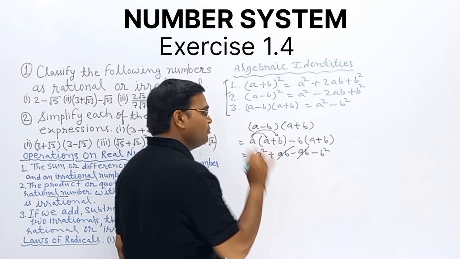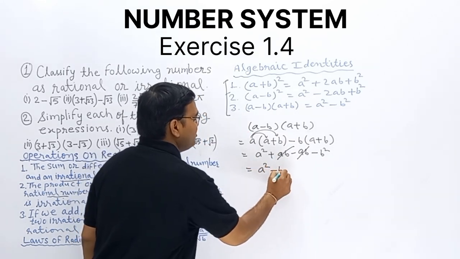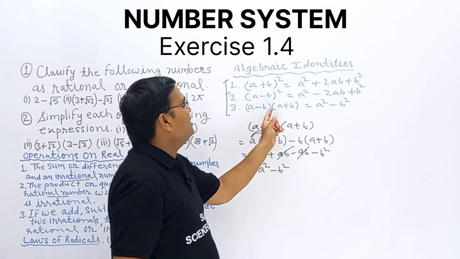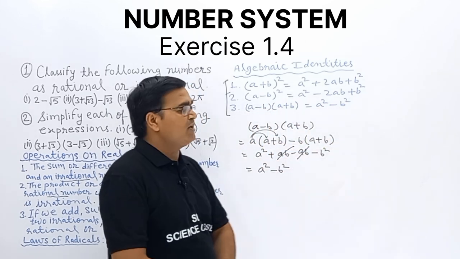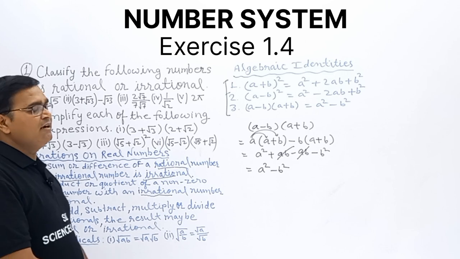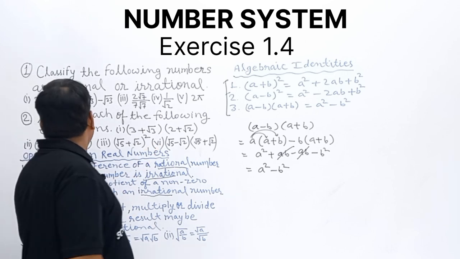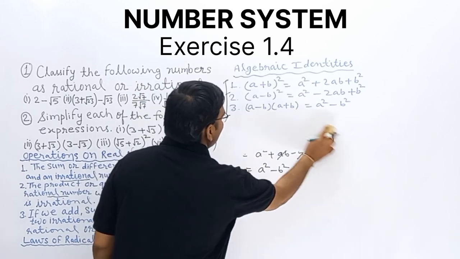ab will be cancelled from this one. One is positive, another one is negative. So the result will be a square minus b square. So we are having (a minus b) into (a plus b) equal to a square minus b square. Getting or not? These are 3 algebraic identities. By using these identities, I am going to solve question number 2. Observe.